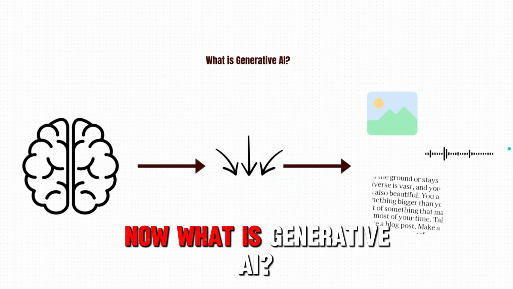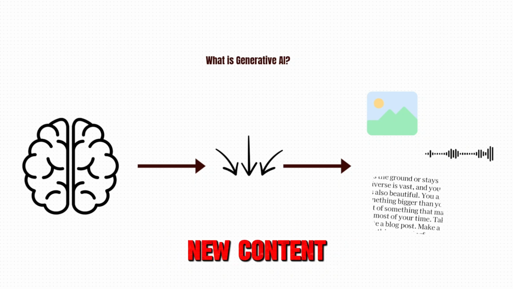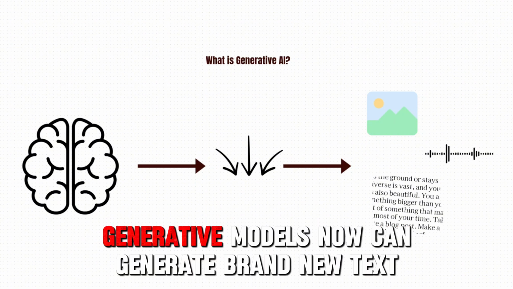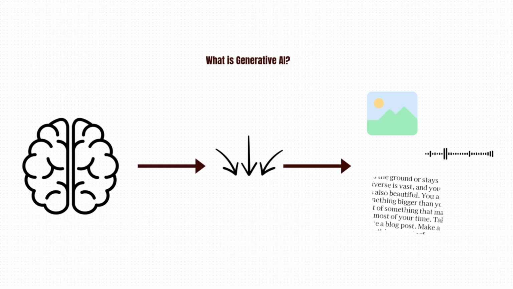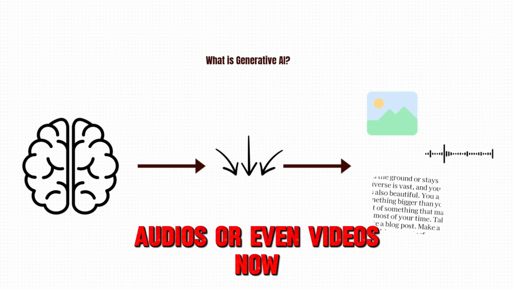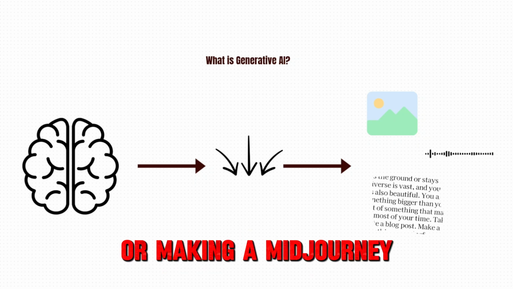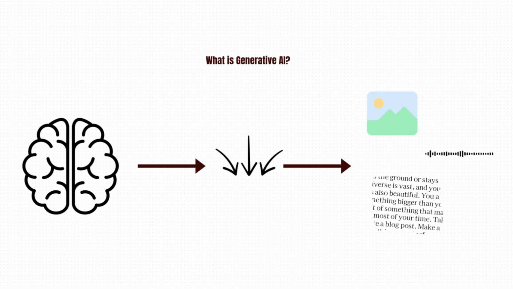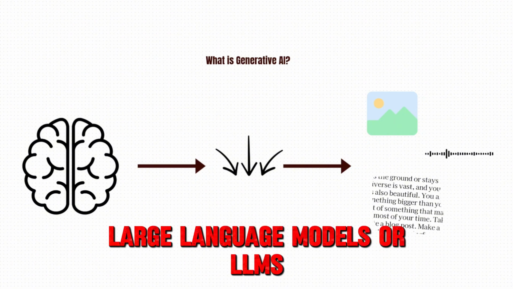Now, what is generative AI? Generative AI is all about creating new content. Unlike traditional AI models that only make predictions, generative models can now generate brand new text, images, audio, or even videos. Think of ChatGPT writing an article for you, or Midjourney creating paintings from a single sentence. This is possible because of something called large language models, or LLMs.